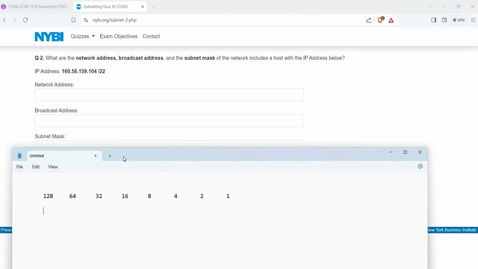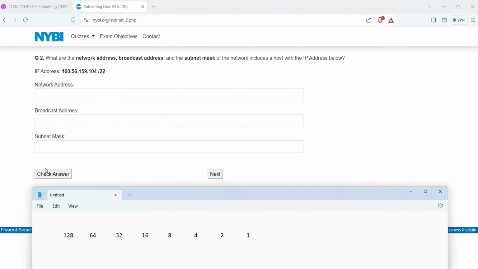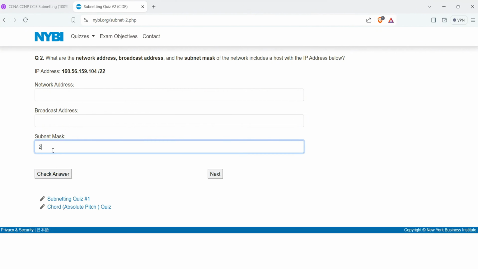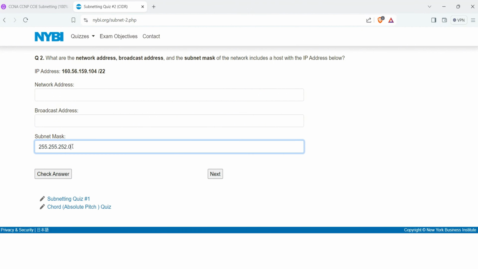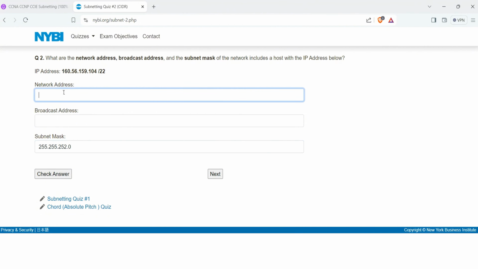I have 22 bits. So I have 8 bits, which is 255. Another 255 is 8 bits, that is 16 bits. I need 6 more bits, which is 1, 2, 3, 4, 5, and 6. So if I add these up together, what do I get? I get 252. So it's going to be 255.255.252.0. You see that? So, in other words, if I see a 255 and another 255, and I look at this IP address, the first two octets will not change.